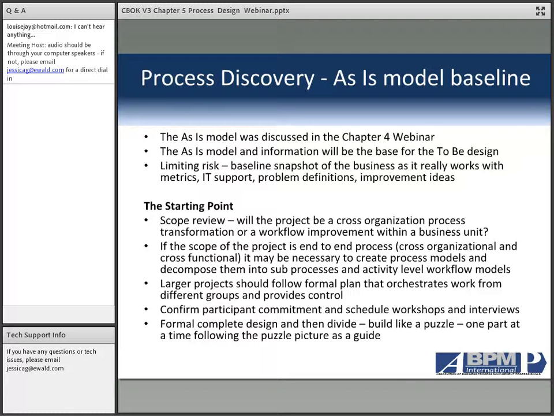Now, the larger projects, as we said, really need to follow a formal project plan. That project plan really needs to be the driver for the estimate.